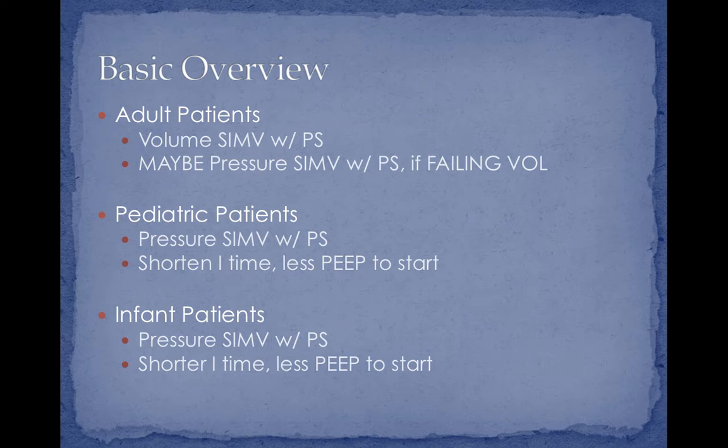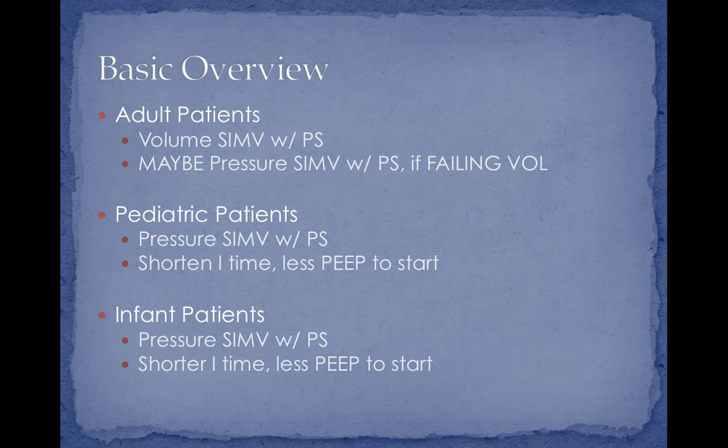I want us to master volume ventilation and I want us to master pressure ventilation before we move on to PRVC. So we're going to establish our own standards of care. For adult patients, we will volume ventilate in SIMV with pressure support. We might switch to pressure control ventilation, SIMV with pressure support, if our patient is failing volume-based ventilation despite troubleshooting mechanisms. Pediatric patients, we will ventilate in pressure SIMV with pressure support.